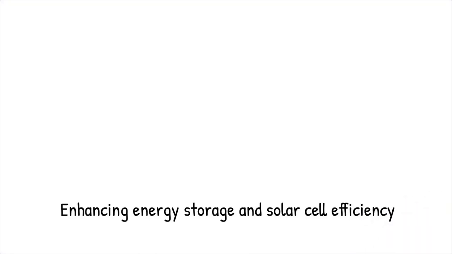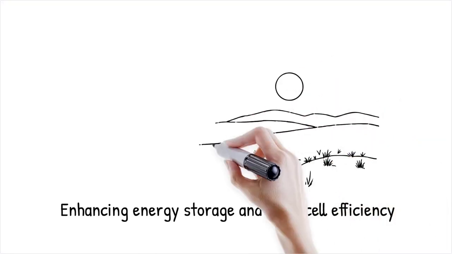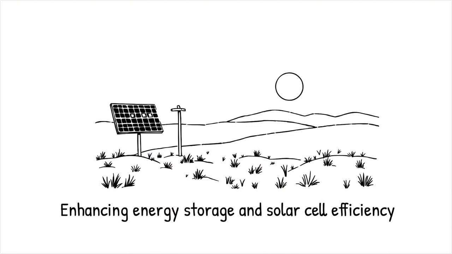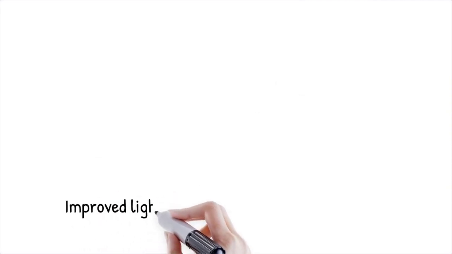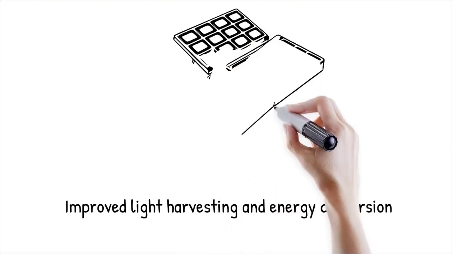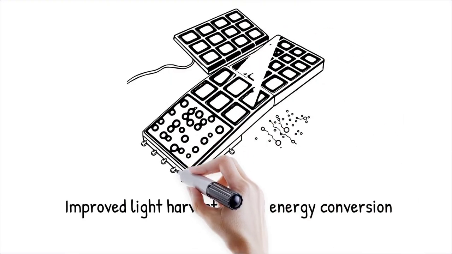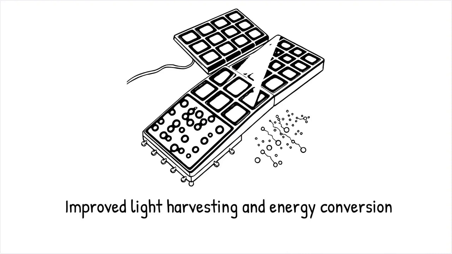The tunable properties of nanoparticles through quantum confinement are critical for enhancing energy storage devices and solar cell efficiency. By adjusting the size of semiconductor nanoparticles, the absorption spectrum and charge separation efficiency in solar cells can be optimized. This leads to improved light harvesting and energy conversion rates in photovoltaic devices. The ability to control these properties makes quantum dots and other nanomaterials valuable for renewable energy applications.